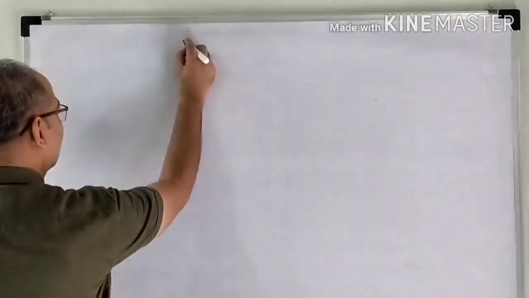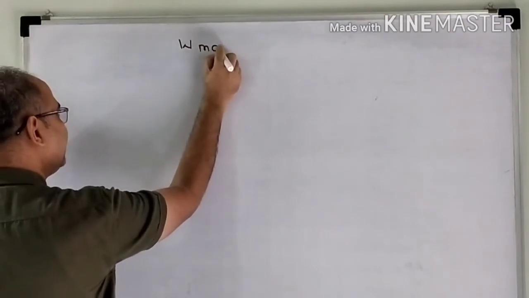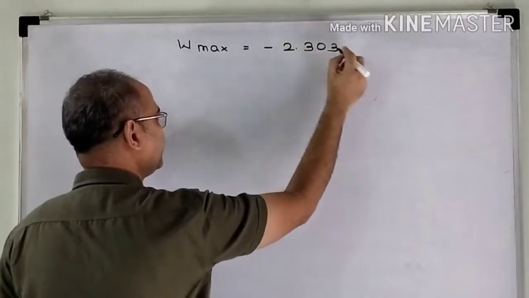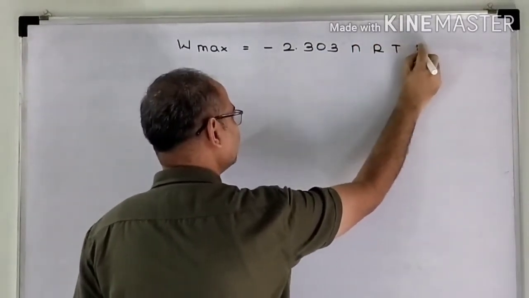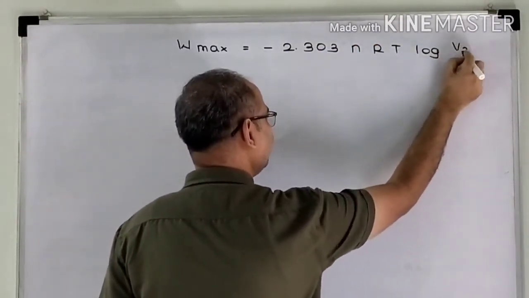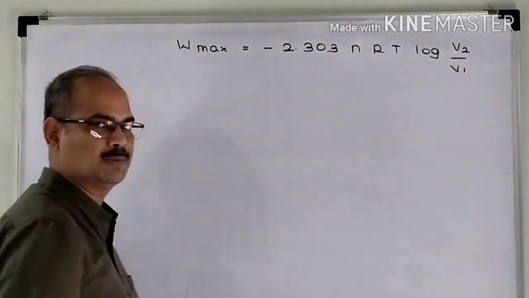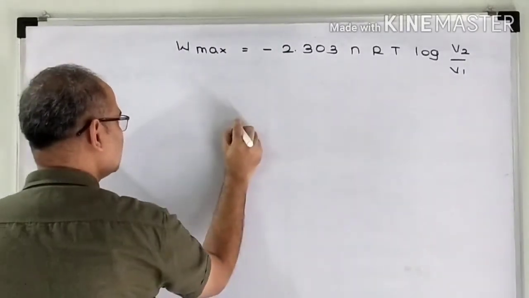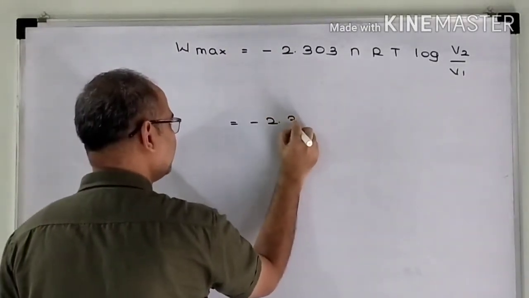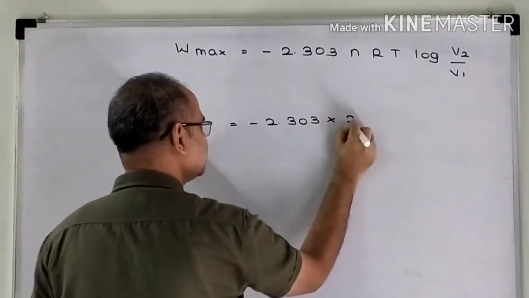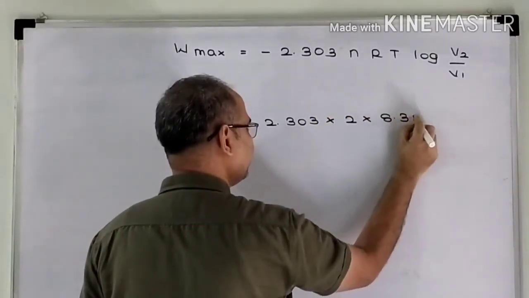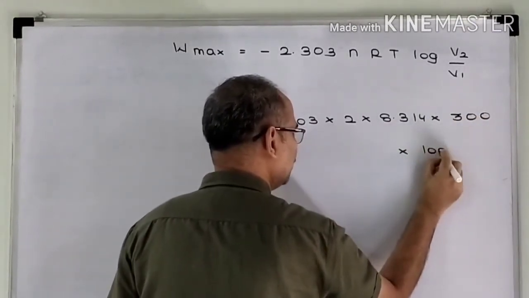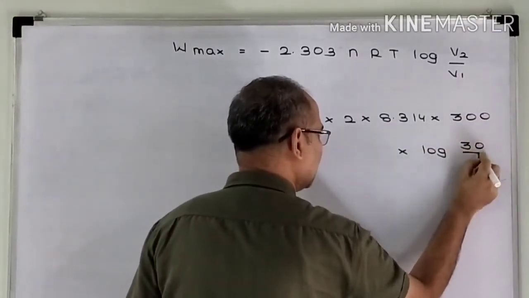Since volume is given, I will take the formula of W max in terms of volume: minus 2.303 nRT log to the base 10 V2 upon V1. Please do not substitute directly. Make a habit of writing the formula first. Now you will do the substitution. Minus 2.303, number of moles is 2, R is 8.314, temperature is 300, into log of 30 upon 20.